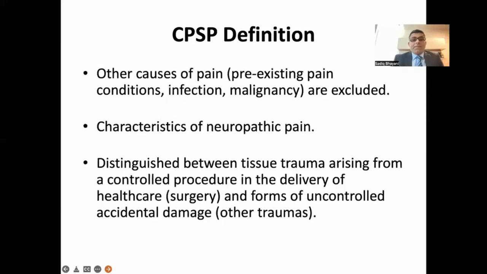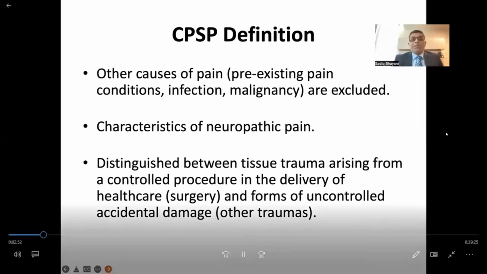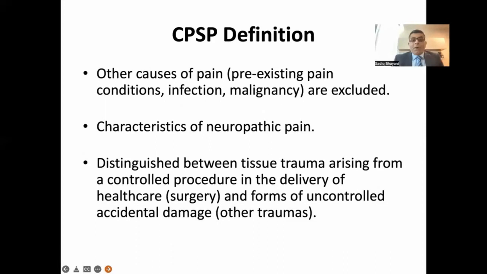So, the other things to keep in mind when you're defining chronic post-surgical pain, you want to rule out other causes of pain, which includes pre-existing pain conditions, infection, malignancy, risk. Majority of the chronic post-surgical pain do have characteristics of neuropathic pain, and you need to distinguish between organized tissue trauma in a controlled environment like surgery, or it could be an uncontrolled accidental damage in the form of trauma.